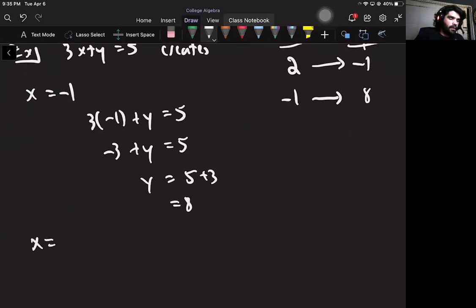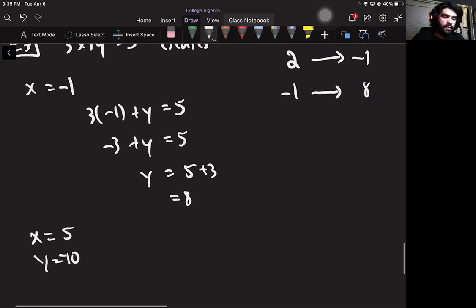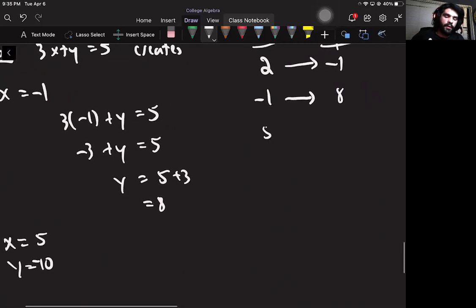And you can verify this one on your own. If you do 5, I believe you'll get y equals 10. Or sorry, y equals -10. So I'll leave that one to you. But that would mean over here that 5 becomes -10, and you would write it like that.